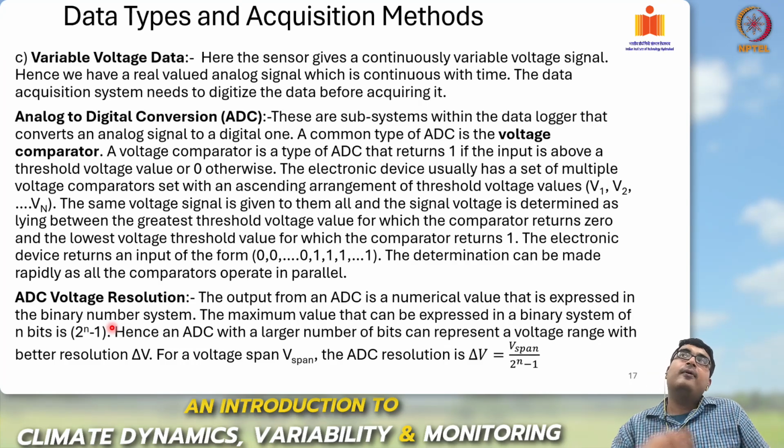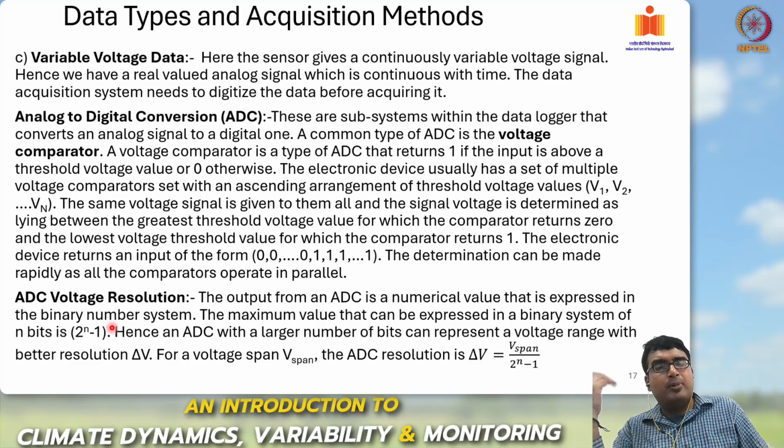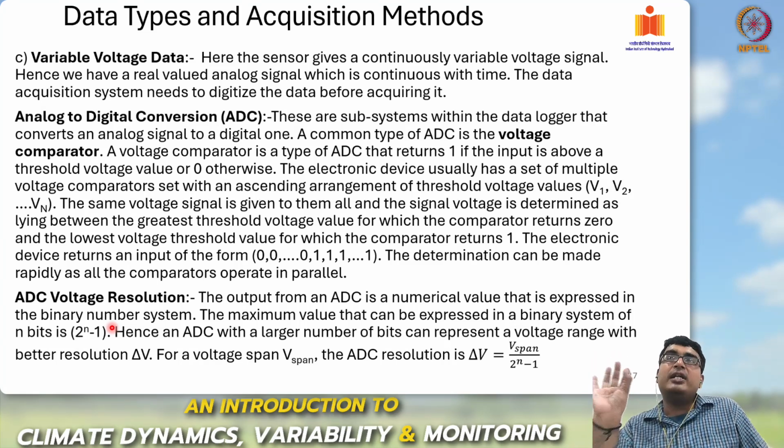So if you have a bigger ADC with a bigger number of bits, say it's a 12-bit machine, then 2 to the power 12 minus 1 and your ADC resolution increases. So ADCs with better resolution will give a much finer voltage value determination than an ADC with a coarse resolution.